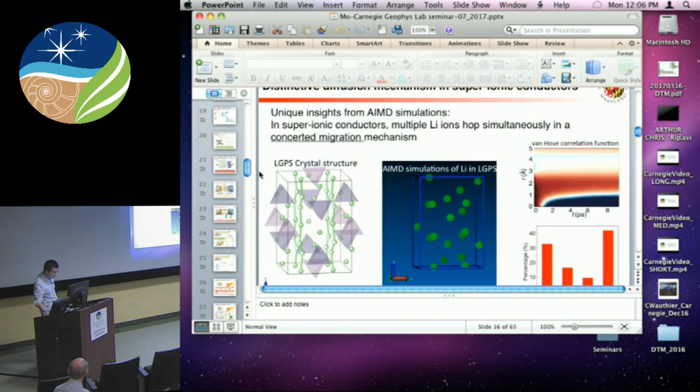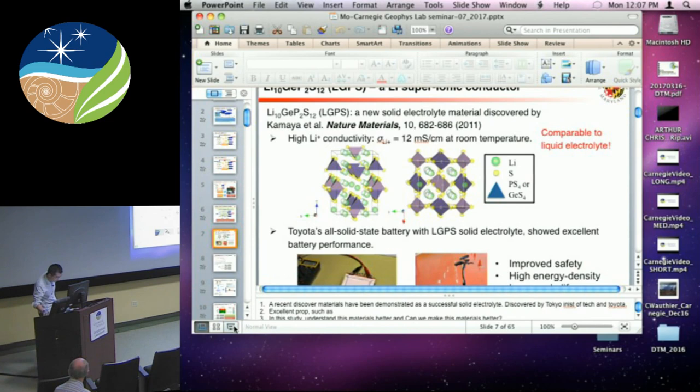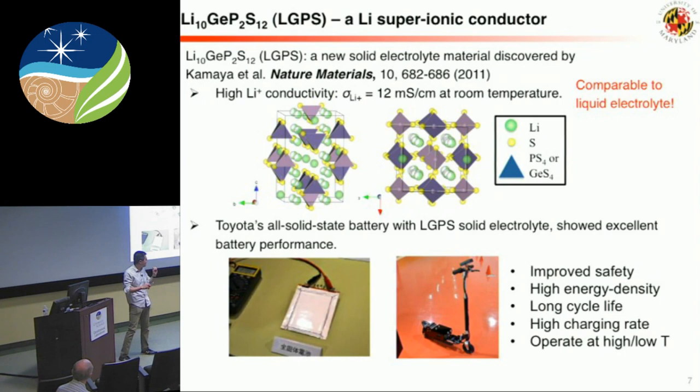Another thing you mentioned is the Coulomb interaction. We also calculated with different strengths of the interaction, and it also has some effect. And there's another effect that I didn't mention, which is that for LGPS, it's actually the sulfur.